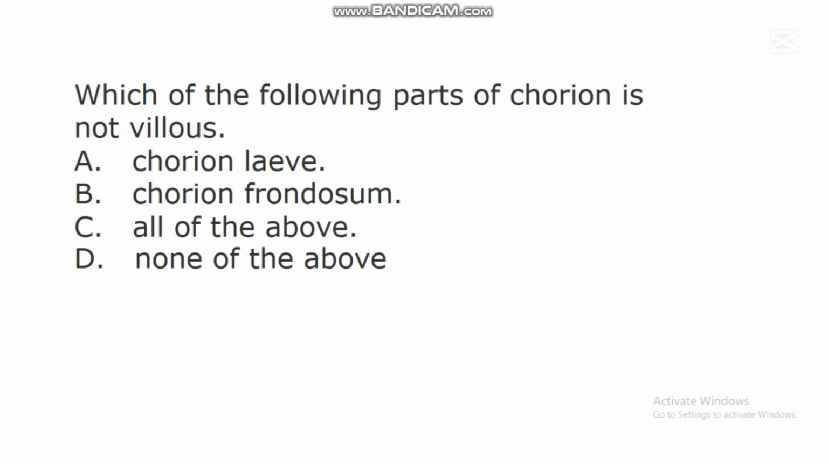The next question says, which of the following parts of chorion is not villous? A, chorion laeve. B, chorion frondosum. C, all of the above. D, none of the above. In this question, the correct answer is A. Chorion laeve. This part of chorion, known as chorion laeve, is the part that does not contain villi. So research has shown that the chorion laeve lacks villi.